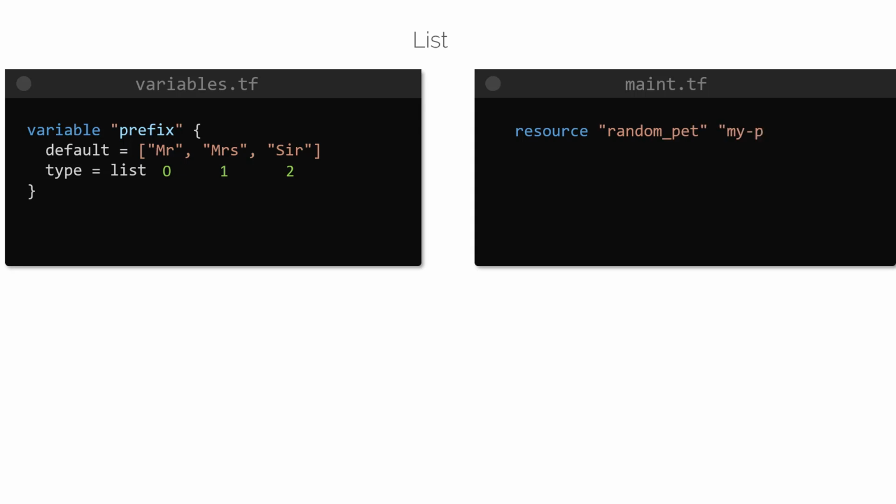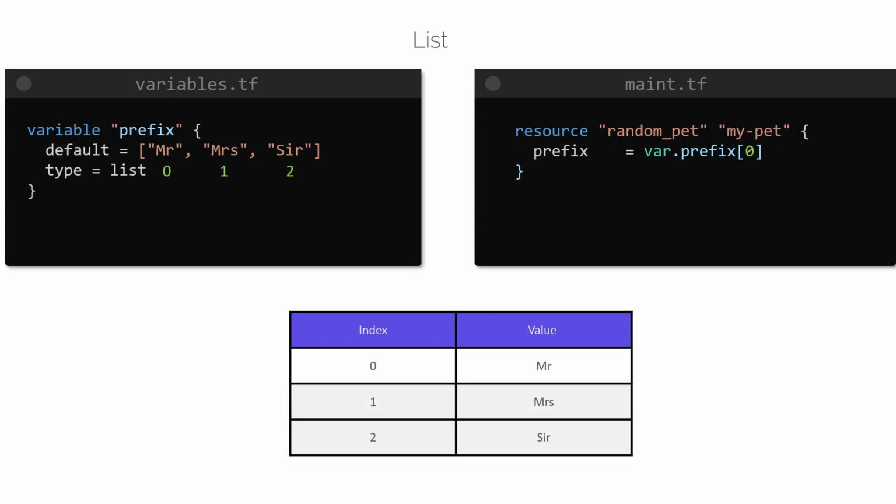These variables can be accessed within a configuration file like this, with the index specified within square brackets. Hence, the expression var.prefix with index 0 uses the value Mr. var.prefix with the index 1 uses the value Mrs. And with index 2, it uses the value of Sir.